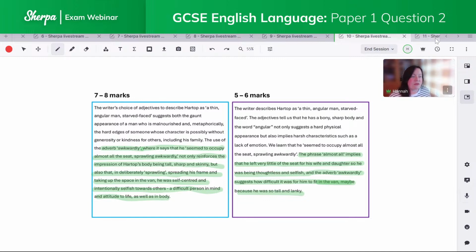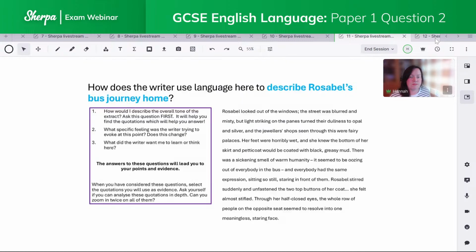So if we have a look at another example, this was a paper that lots of students really hated because it's quite subtle and quite tricky, but I like it. So let's just quickly go through again, asking ourselves those questions. So I'm going to read through it and I'm going to ask myself, what is the overall tone of this extract?